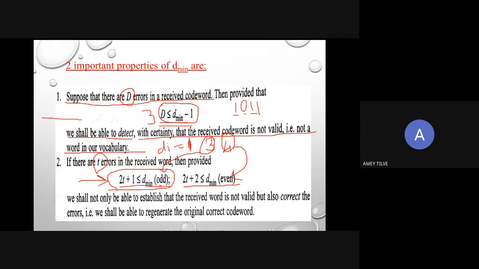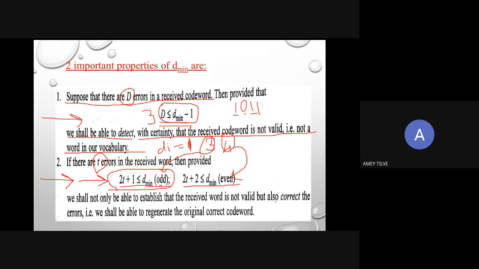So this particular property number 1 will only check if we are able to detect the error. The moment we are able to detect the error, we have to go to step 2 to check what is 2T plus 1, whether d min is odd. Based upon d min being odd or even, we will calculate this, and if this condition is satisfied, then we will also be able to correct the error.